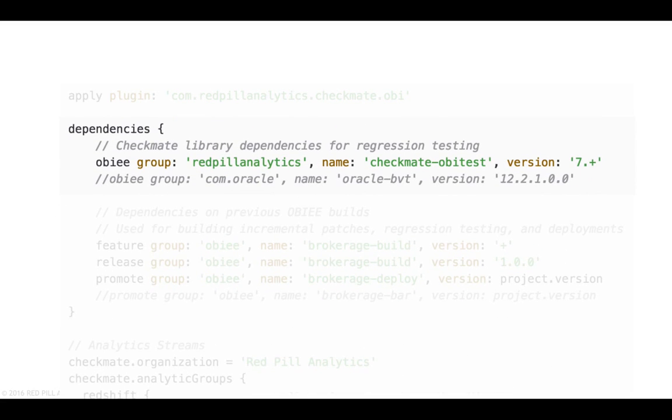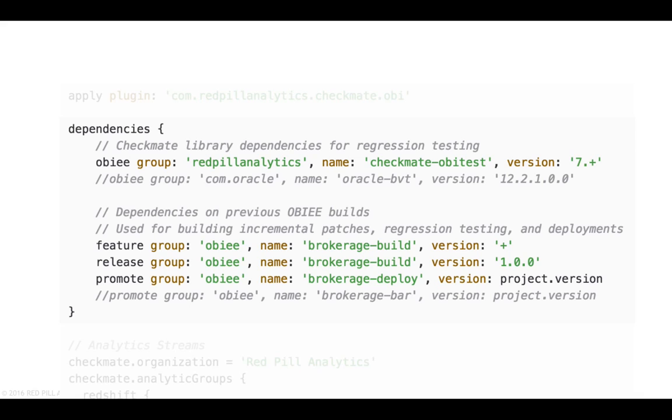Next, we'll take a look at the dependencies closure. So the dependencies closure allows us to declare jar files, zip files, etc. that are necessary for us to use in this build. So in this case, we're using our built-in OBI regression testing capability, but you can see there commented out we also support Oracle BVT, but we're just using our built-in jar file for regression testing, the Checkmate jar file.